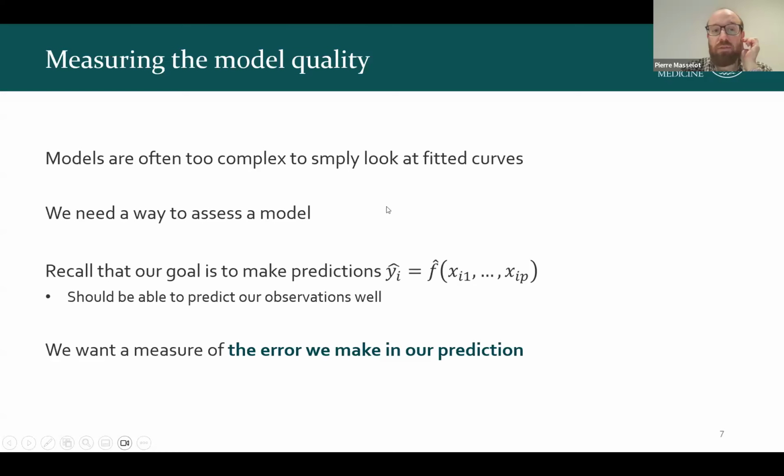And so we need a way to assess a model, to measure the quality of our model. The idea really is to have a criterion that tells us how good our predictions are from our model. This model should be able to make good predictions of our observations. And so this way of measuring our model quality is really a measure of the error we make in our prediction.